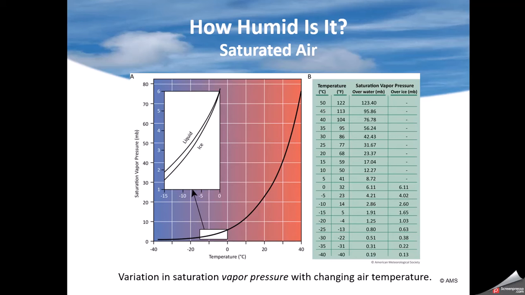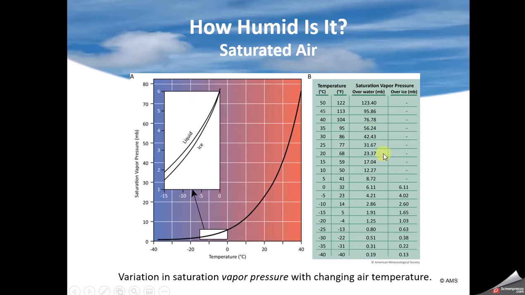Oh yeah, another thing. Vapor pressure does change with temperature. And look at this here. Over water, at a temperature of 50 degrees Celsius or 122 degrees Fahrenheit, the vapor pressure it has to reach before it becomes saturated is 123.4 millibars. Whereas if it's freezing, it's only 6 millibars. That is a tremendous difference in the amount of water that that parcel of air can hold.